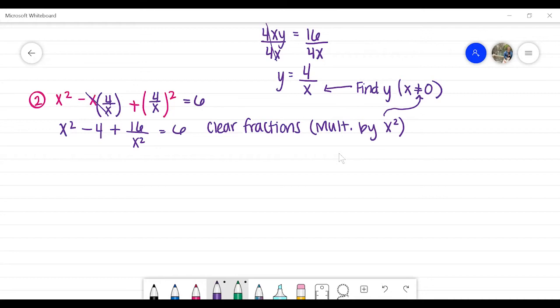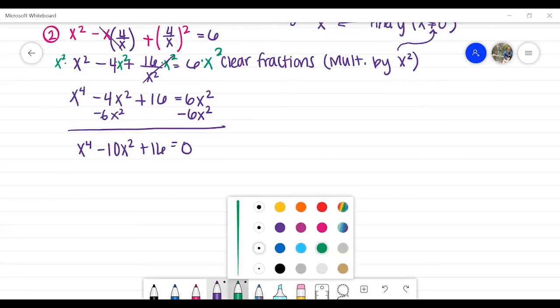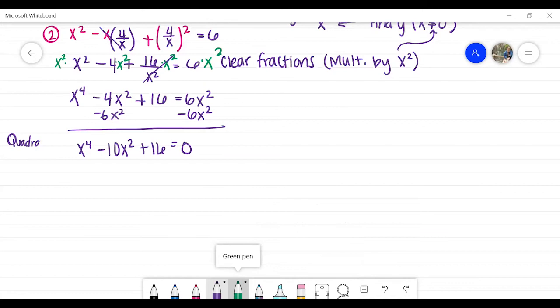So you've got everything times x squared. This gives us x to the 4th minus 4x squared plus 16, because these two cancel, equal to 6x squared. I'm going to move this over, and we've got x to the fourth minus 10x squared plus 16 is 0. Now, you might remember an equation like this from a little bit back, maybe a previous class, hopefully. And this, although it's not technically quadratic, is something we call quadratic in form.